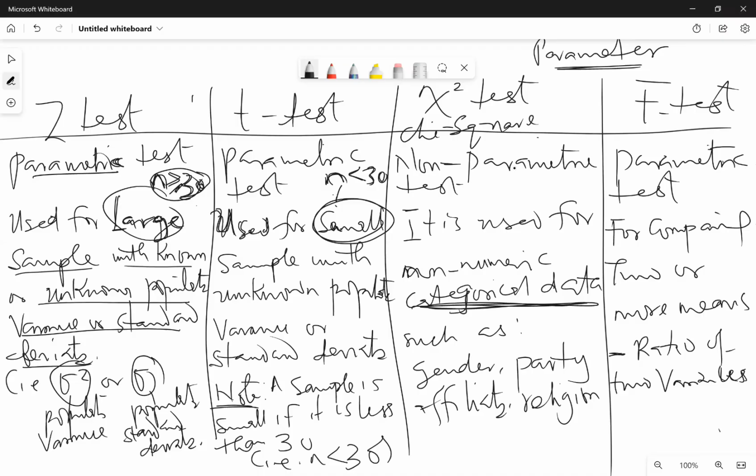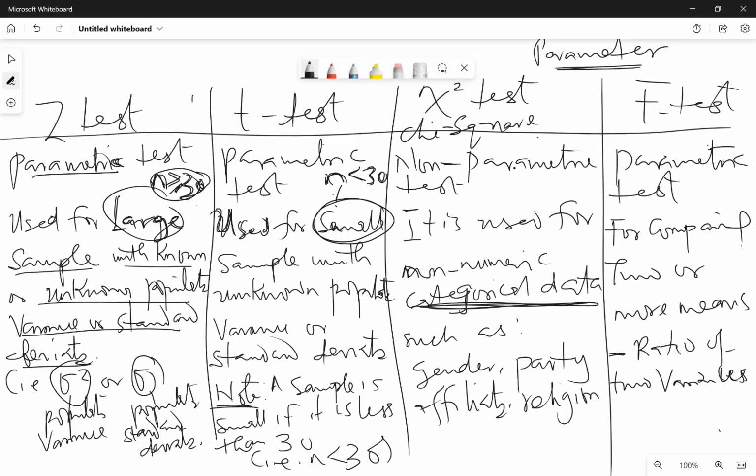T-test is also a parametric test. It is used when the sample size is small and the population variance is unknown. All right? I said the chi-square is a non-parametric test. It is used for non-numeric categorical data, such as gender, party affiliation, religion, educational courses you have studied, workplace, and so on. F-test is also a parametric test. It is used for comparing two or more means.